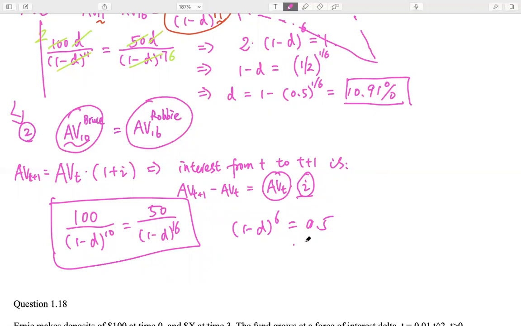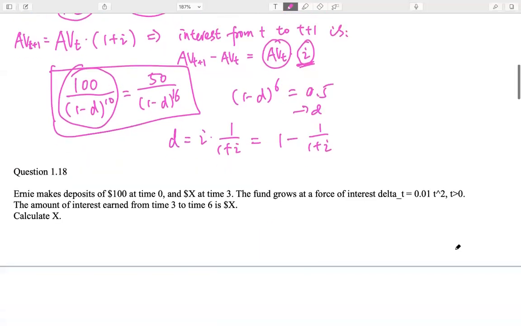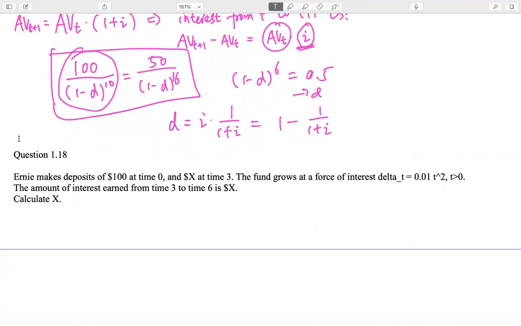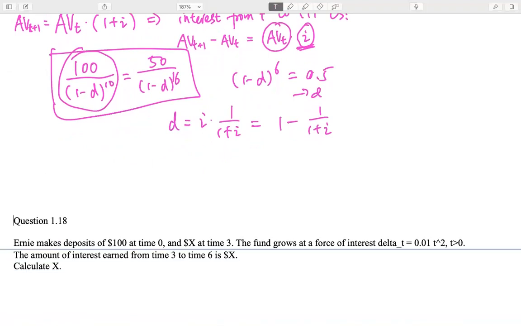So once you get D, you're going to calculate the AV at 10 for Blues and AV at 10 times I. What is I? I is the future value of your D, right? So D equals I times V, right? So this is 1. So from there you can get the interest X. That is our first question. Let's move on to the next one. Let me move this to the next page.